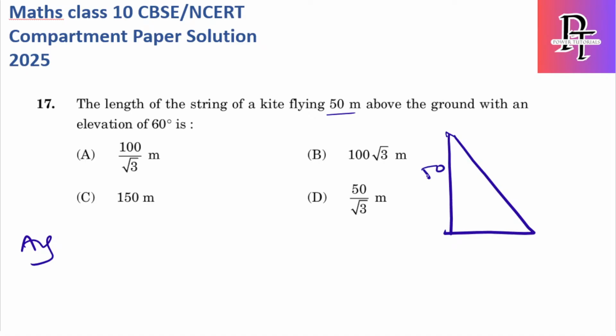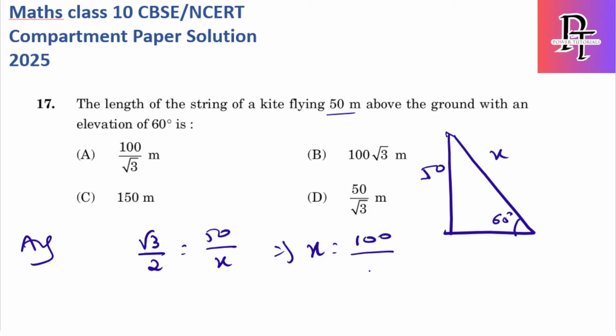Height is 50. They're asking the length of the kite, which we assume is x, and this angle they have mentioned as 60. So simply use sine theta, because sine theta is opposite side by hypotenuse. Sine 60 value is root 3 by 2. Opposite side is 50. Hypotenuse is x. So we'll simply get the length of the kite as 50 into 2, which is 100 by root 3 meters.